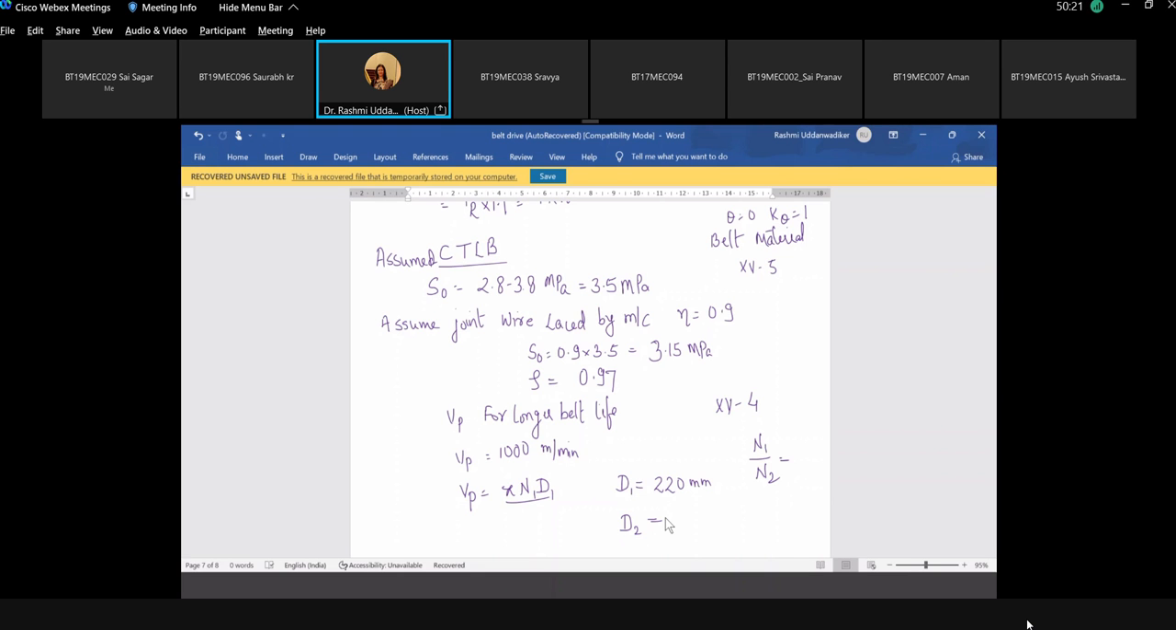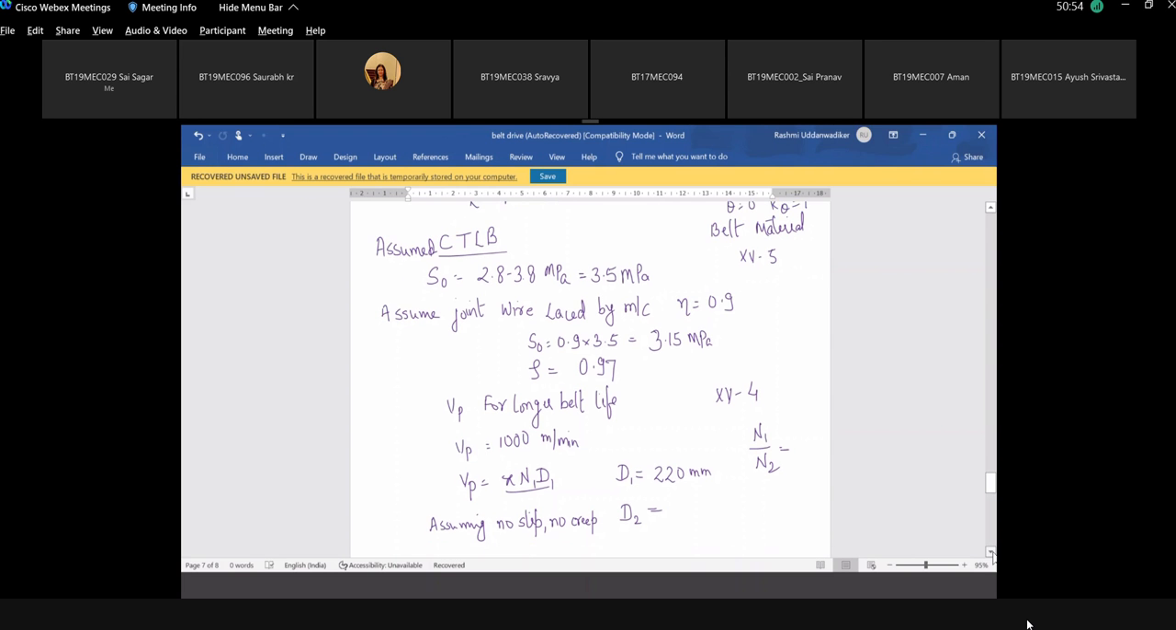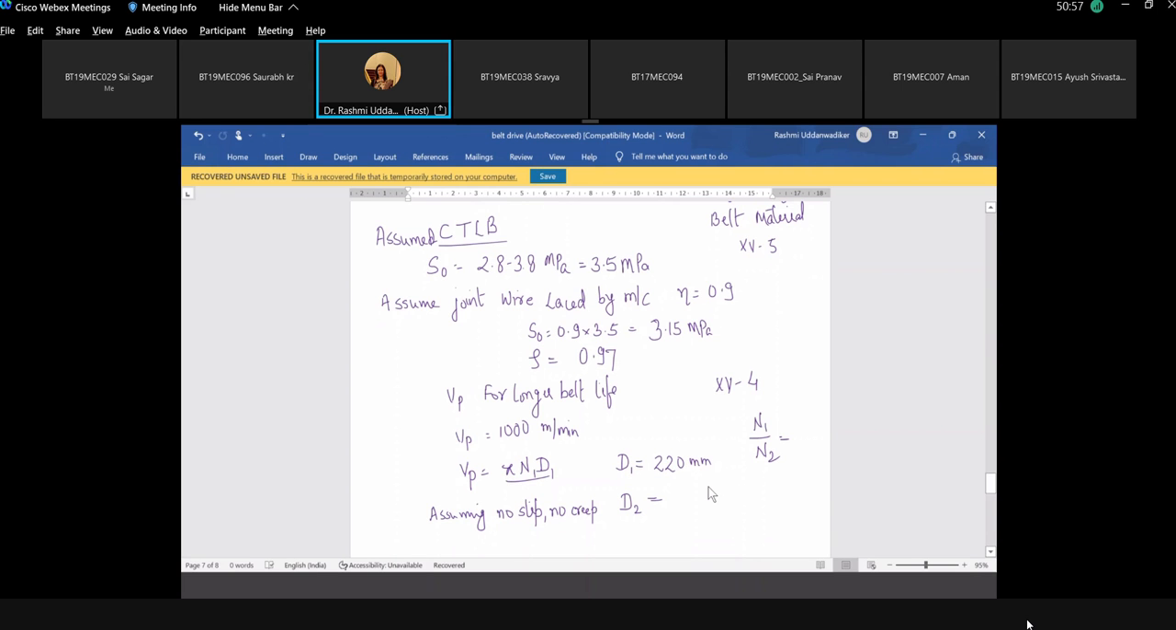We are assuming there is no slip, there is no creep, and there is no loss. That is again an assumption. Assuming no slip. Ideally, you should assume 2% slip. And if you are assuming no slip, then you must mention. Give me the diameter of the larger pulley. You want to go with slip, without slip? 795 with no slip. Do you want to consider 2% slip?